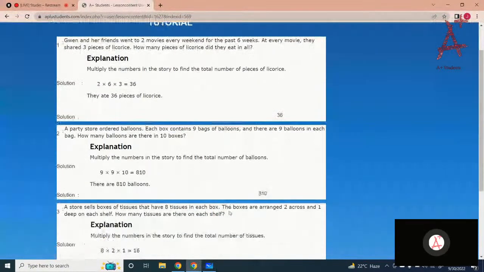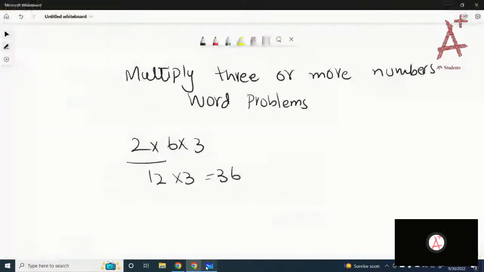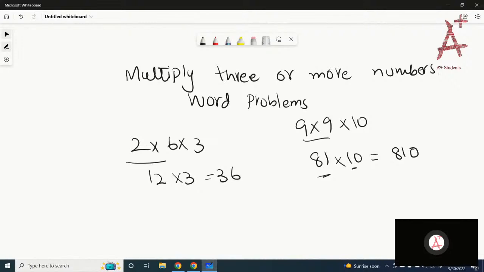Okay, I'm on the second example. A party store ordered balloons. Each box contained 9 bags of balloons, and there are 9 balloons in each bag. How many balloons are there in 10 boxes? So you have to multiply the three numbers, 9 times 9 times 10, to find the total balloons. So 9 times 9 is 81, and 81 times 10 is, just multiply 81 times 1 is 81 and add a 0. It would be 810. Got it?